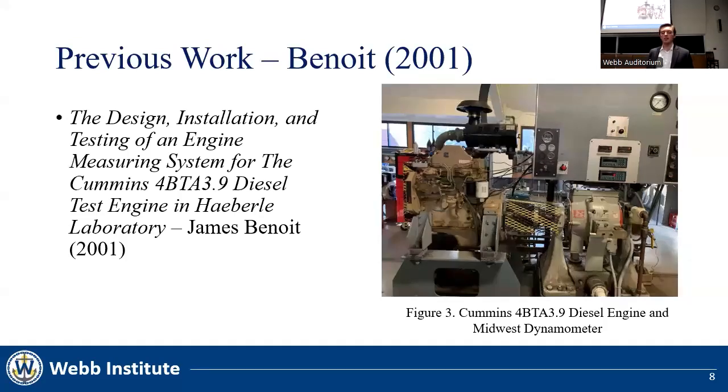The goal of Benoit's project was to, quote, design and install a system capable of calculating specific fuel oil consumption of the diesel engine in Haberly Laboratory. Benoit was successful, and the system has been a critical part of Webb's ME6 class for the past 2 decades. However, diesel engine technology has advanced significantly since the introduction of the mechanically controlled Cummins engine. This engine has also begun to show signs of age and unreliability. Figure 3 shows Benoit's system, with the Cummins engine on the left, coupled to the Midwest dynamometer.